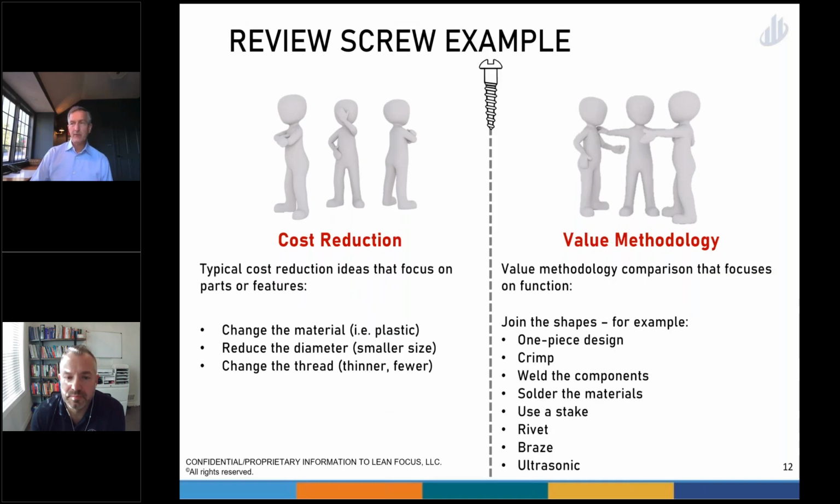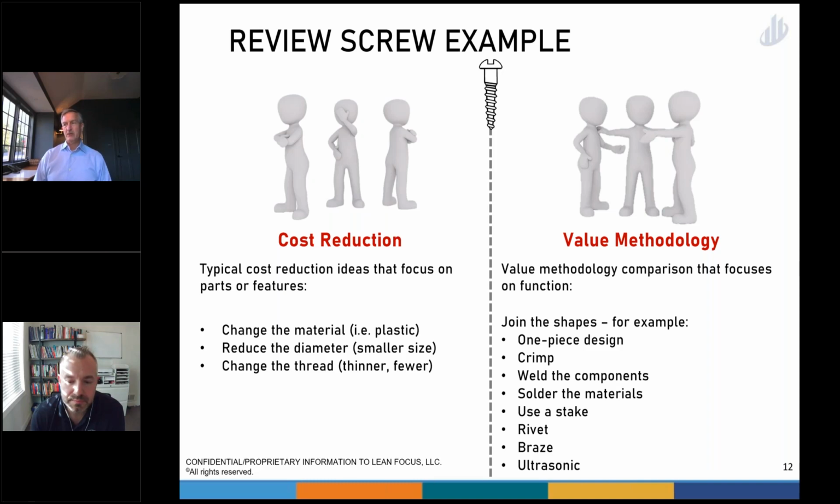So a quick example, a screw example. If you're doing a cost reduction of a fastener or screw, you're going to typically look at, can I change the material? Can I make it plastic? Can I make it smaller? Can I change the thread count? So maybe it's lower cost to manufacture.